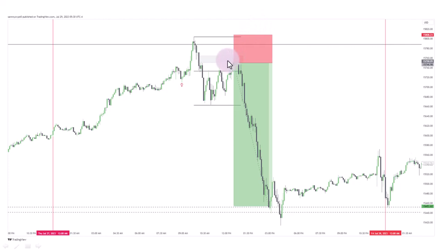Price respects these things. This is algorithm, trust me. It might take a longer period of time for price to hit your entry or for price to play out. But that patience is what you should have as a trader. Okay, so price breaks that low.